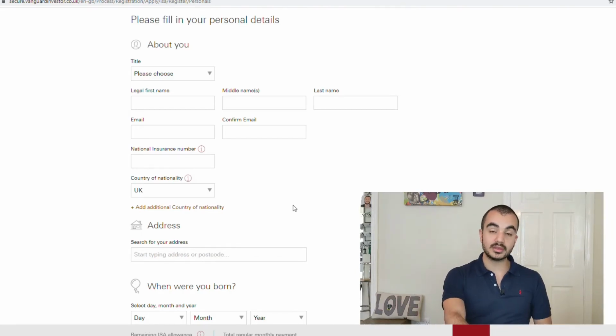There'll be an order form that you'll get to show that you've purchased the £100 worth of units for that particular fund. And that usually takes about a couple of working days for that to go through. Cool, so that's how you open up an account. And then I'll show you what the account kind of looks like.